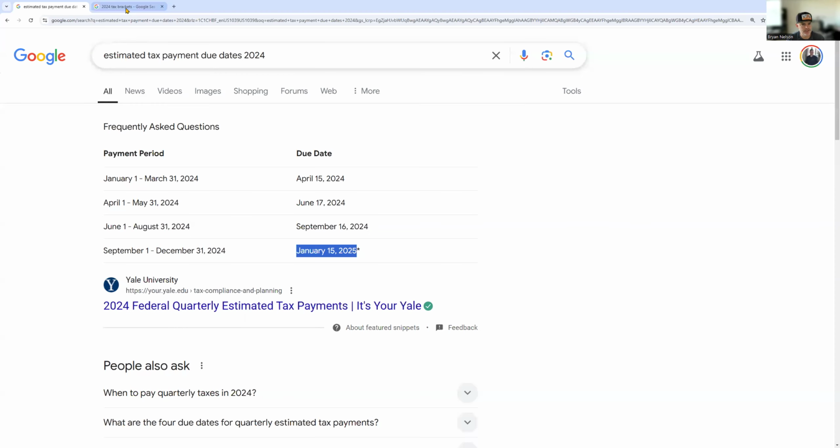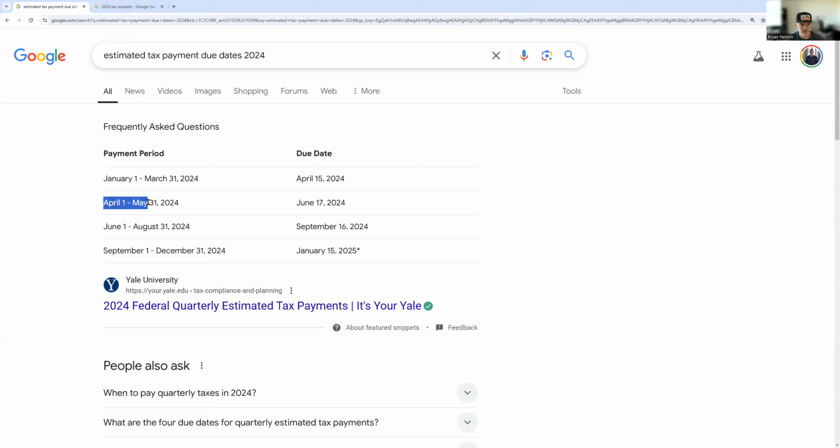So first thing we need to look at is what are the due dates that I need to pay in my estimated tax payment. So you can just do a quick Google search, and this is going to pop up. So income that we earned January through March 31st, we need to pay in some taxes that we calculate as tax advisors, that you're going to pay in by April 15th.